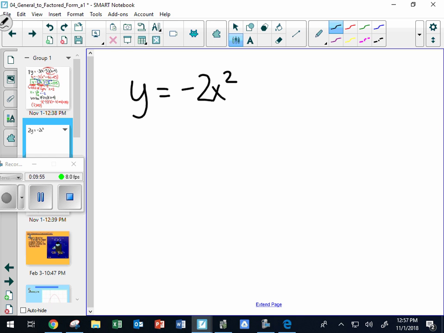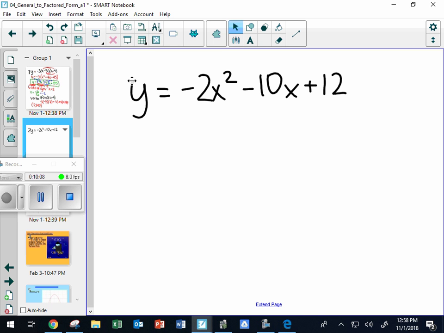I believe this is a negative 2x squared minus 10x. All right? So take a few seconds. Try and factor this one out. We'll get into trickier factoring tomorrow when we have more time. But for now, try and figure this one out. All right? I'll give you a few moments to do so.